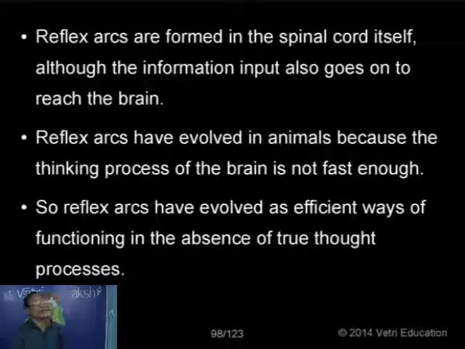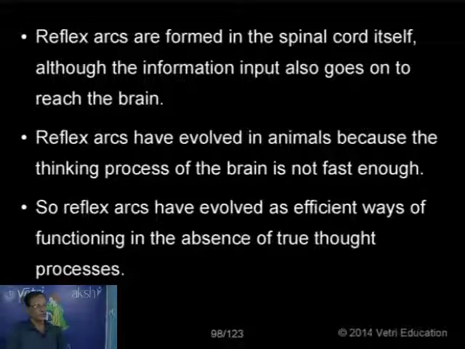Normally reflex arcs have evolved in animals because the thinking process of the brain is not fast enough. Why are they developed in the spinal cord? The reason is that the thinking process of the brain is not fast enough. So reflex arcs have evolved in the spinal cord. Reflex arcs have evolved in animals as an efficient way of functioning, even in the absence of thought processes performed by the brain.